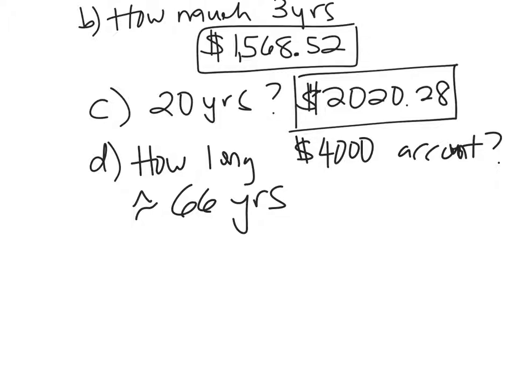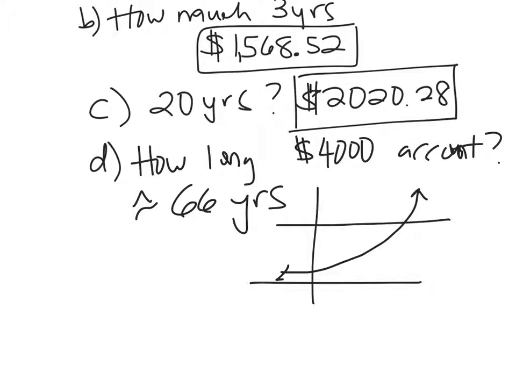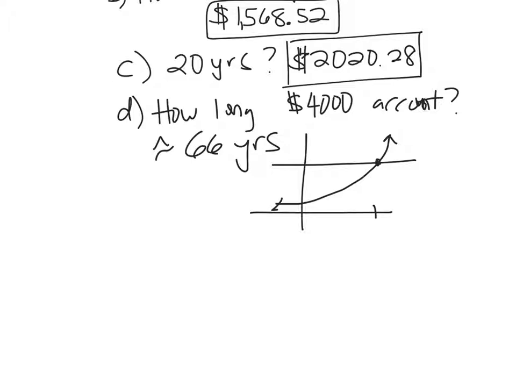The other way to do this is to graph it on your calculator. You would graph y1 is the graph of the exponential equation. Y2 is the $4,000 amount. And you would find the intersection, and that would tell you an exact amount. I think people like guess and check better, though. Okay, last part.